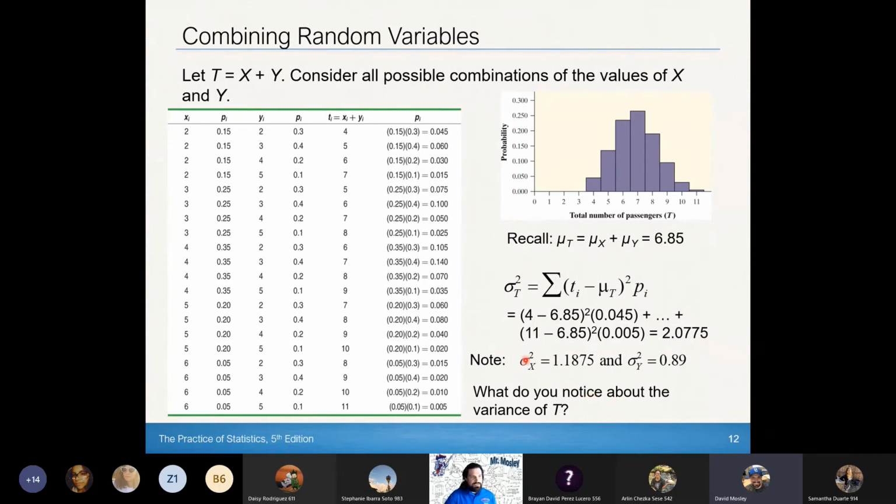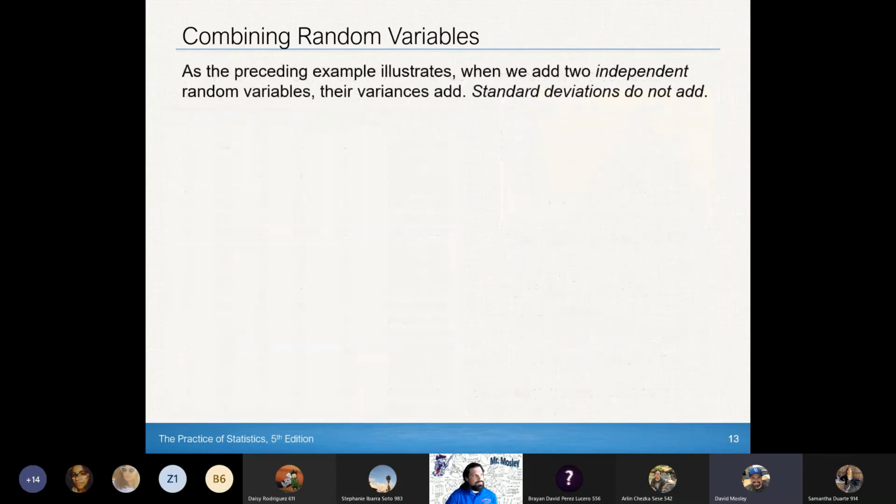This is a consistent result when adding random variables. The variance ends up being the sum of the variances of the random variables you're adding. When we add two independent random variables, the variances add. Standard deviations do not add. That's why we didn't show standard deviations being added. It is not a thing.